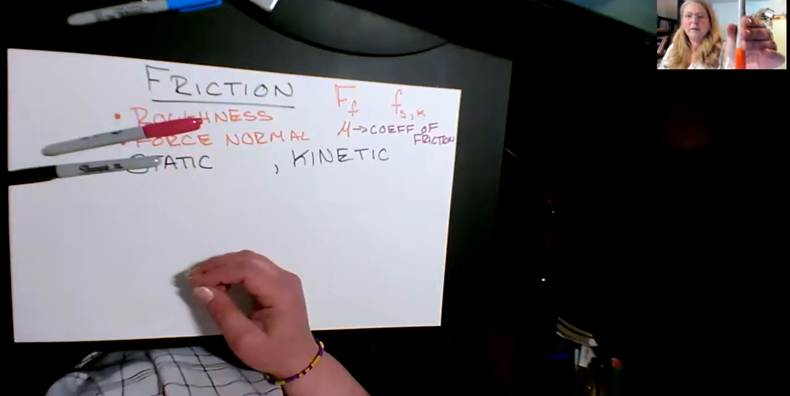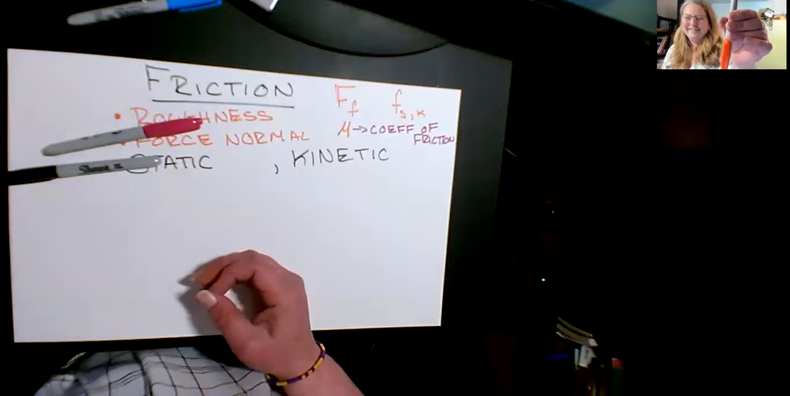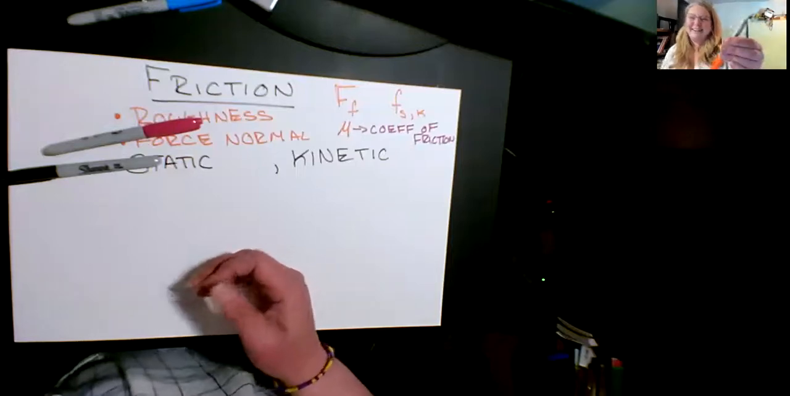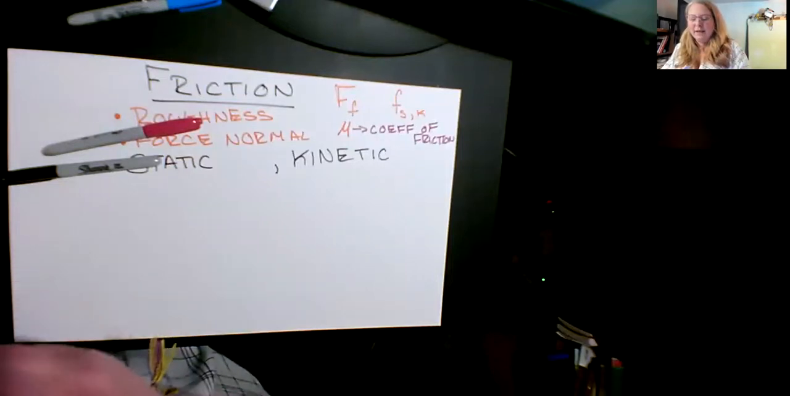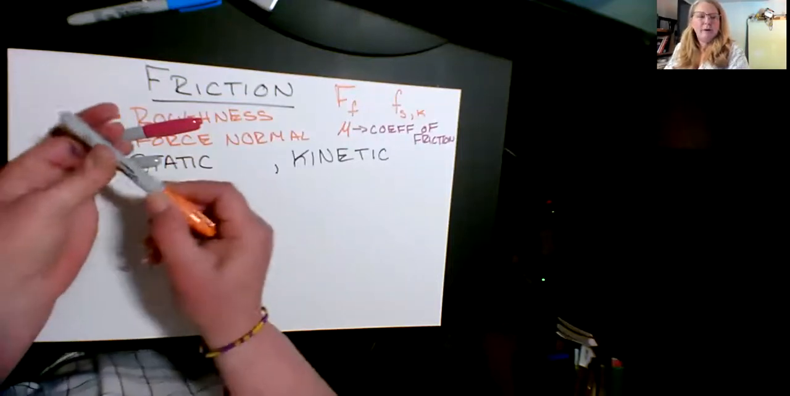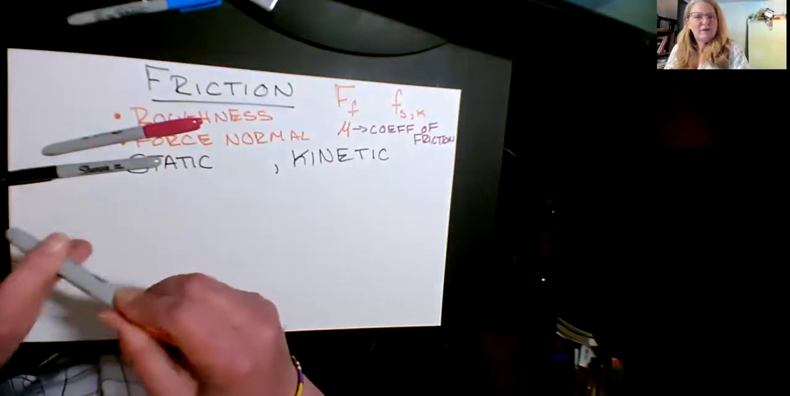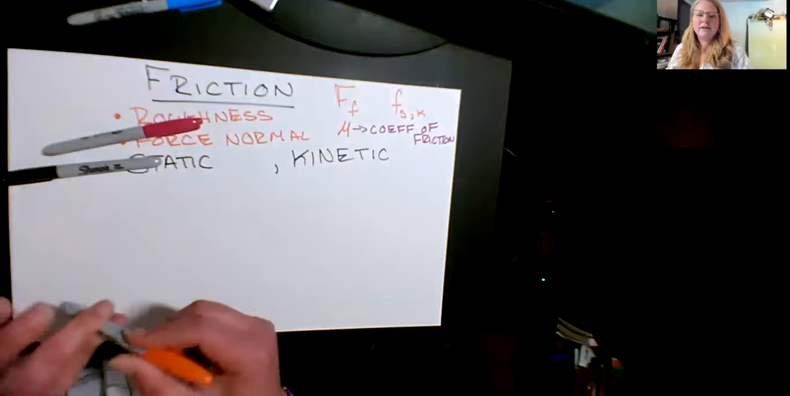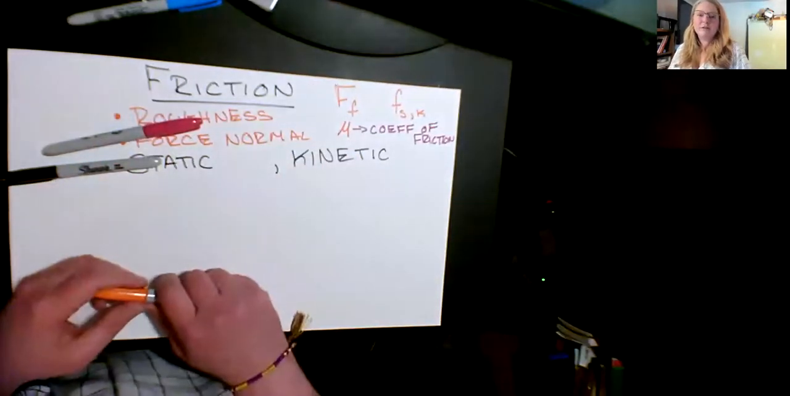So let me go back to my pen. When I have really good contact between these two, what's happening is that chemical bond, if you will, it's not an actual bond, it's an interaction. The stronger it is, the harder it is to push something, the stronger the force of friction is.